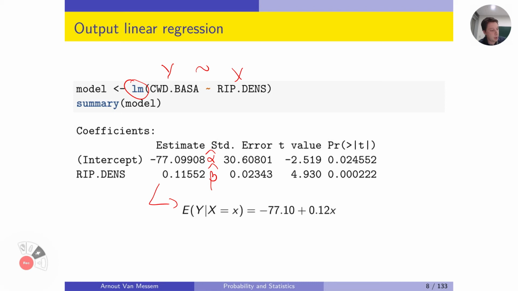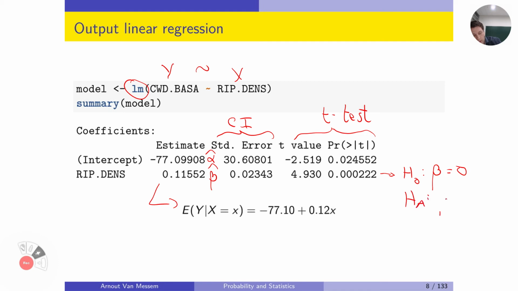Other things that we get in our summary is a standard error for the coefficients. With this standard error, we can find confidence intervals, and we also find here a t-value and a p-value. The t-value and p-value correspond, of course, to a t-test. The t-test that we have in this case is testing whether or not the coefficient is equal to 0. So for the second one, the null hypothesis is that my density coefficient, my beta, is 0, or is significantly different from 0.